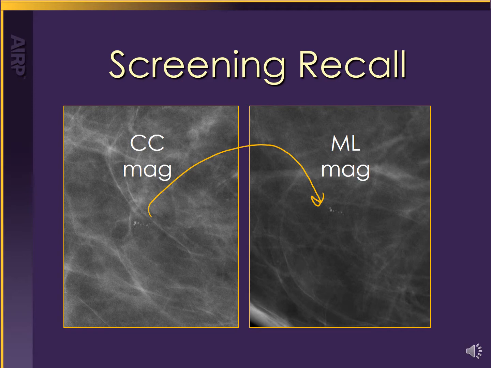If calcifications are in a lobule, then depending on which projection you look at, they're going to have a different relationship to each other. So when they look the same in every projection, think, oh, maybe those are skin calcifications.